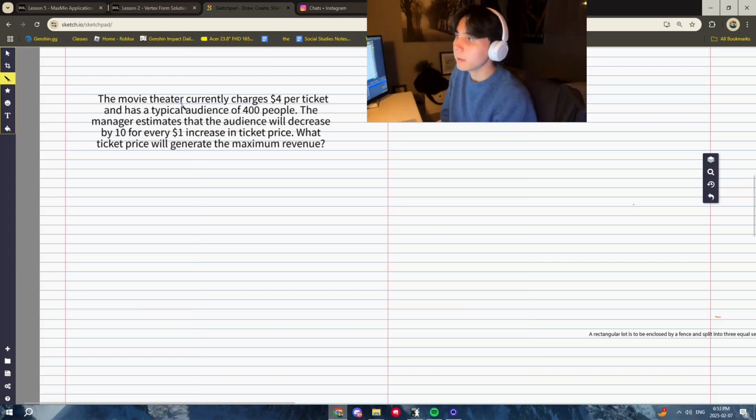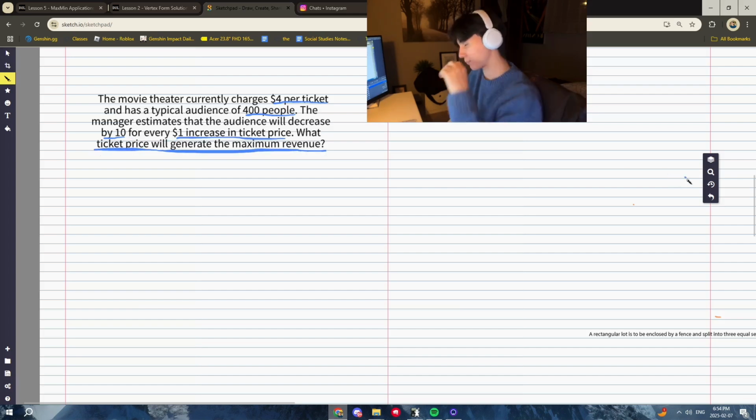So we have a movie theater charges $4 per ticket. So I'm going to underline that. It has a typical audience of 400 people. The manager estimates that the audience will decrease by 10 for every $1 increase in ticket price. What is the ticket price that will generate the maximum revenue?